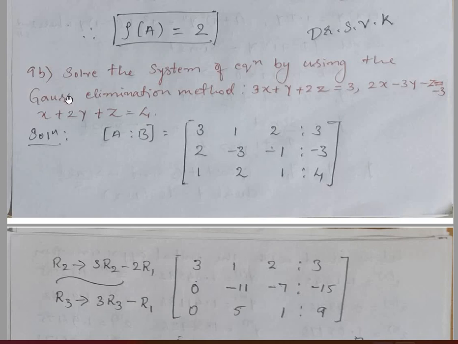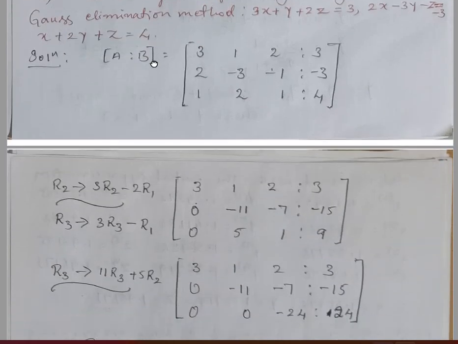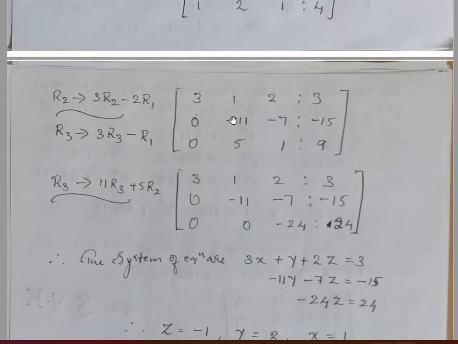As they have asked for the Gauss elimination method, you are required to find the upper triangular matrix. I will make these two terms, 2 and 1, as 0 by using R1. That is the operation I have done: 3R2 minus 2R1, 3R3 minus R1. By doing that, I got this matrix. Then I will make this value 5 as 0 by using only R2. So I got this new matrix.